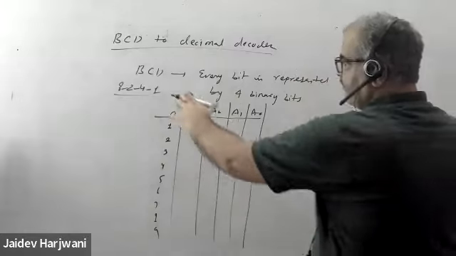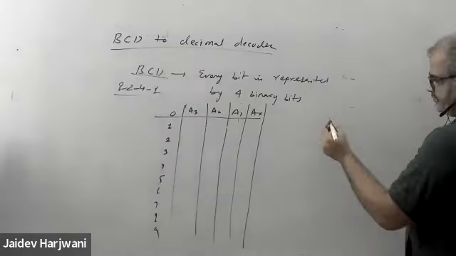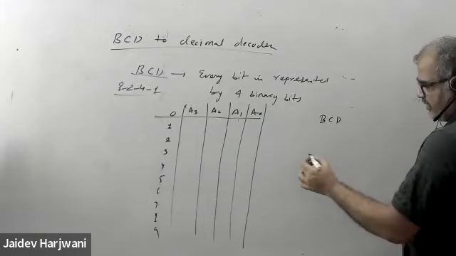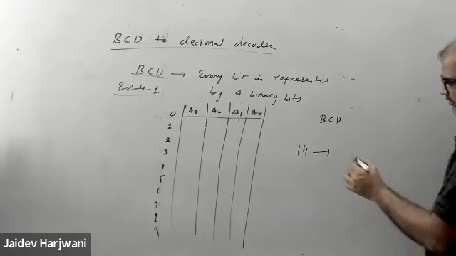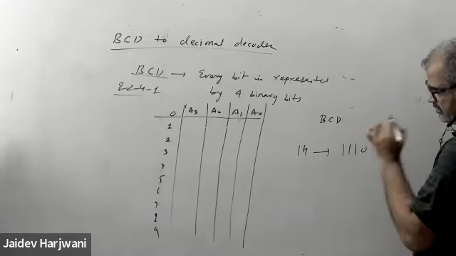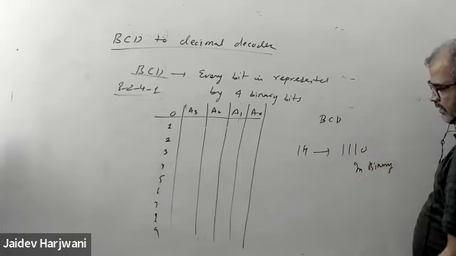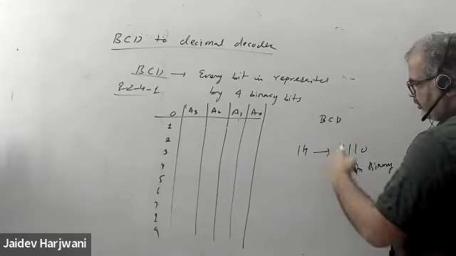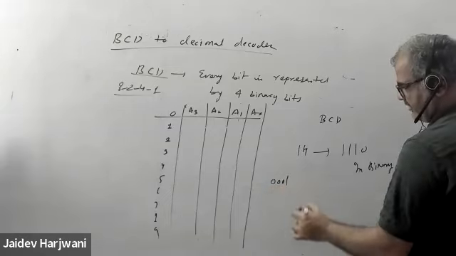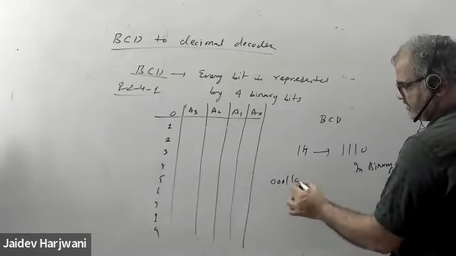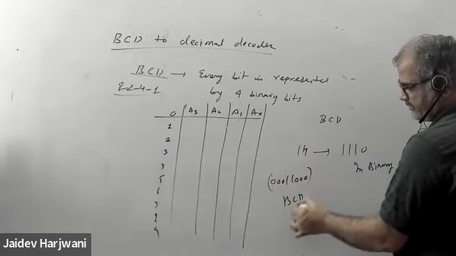Now what is the difference between binary and BCD? If suppose you want to write 14, in binary you will write 14 as 1110. Now similarly, if you want to code it in BCD, instead of 1 you will write 0001, and instead of 4 you write 0100. So this is your 14 in BCD code.